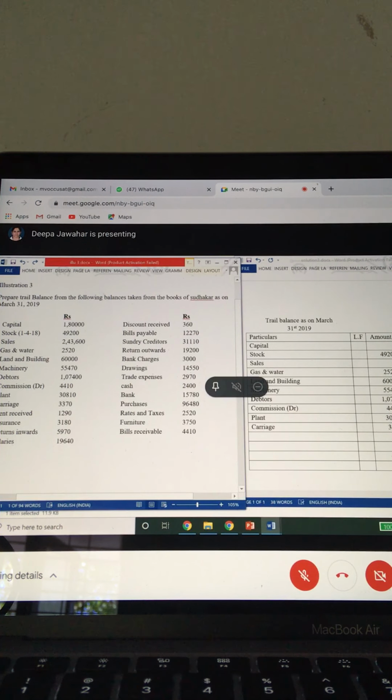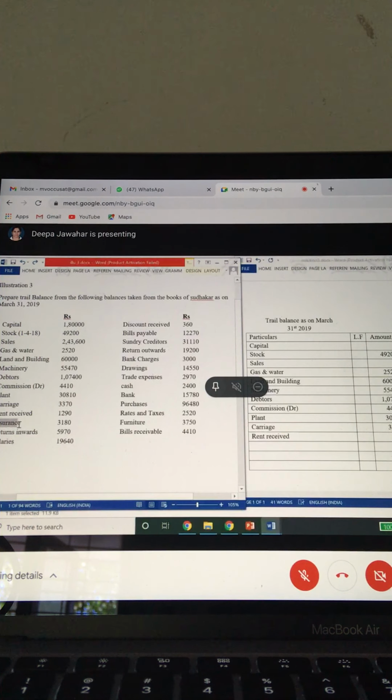Rent received, revenue ആണ്. Rent received, it's a revenue. Rent paid is an expense and rent received is an income. Rent received is an income. അപ്പോൾ നമ്മൾ അത് ക്രെഡിറ്റിൽ എഴുതും.